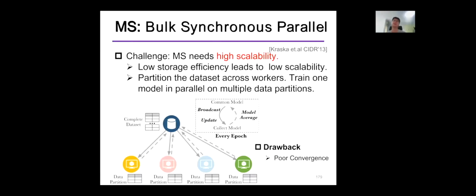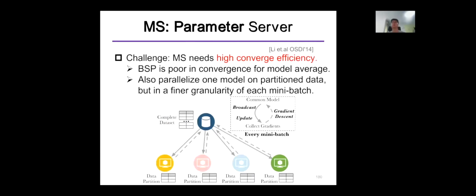Another challenge that appears is high scalability. BSP addresses this challenge by partitioning the dataset across workers and training one model in parallel on multiple data partitions, and they average the model parameters to achieve the final model. But the drawback is poor convergence.